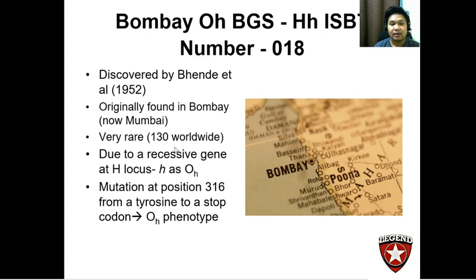It is very rare, and this is due to the inheritance of a recessive gene at the capital H locus. Again, for you to be a Bombay phenotype, you need to inherit two small h genes. You need to be homozygous for the small h gene. Mutation at position 316 from a tyrosine to a stop codon can also produce the O small h phenotype.